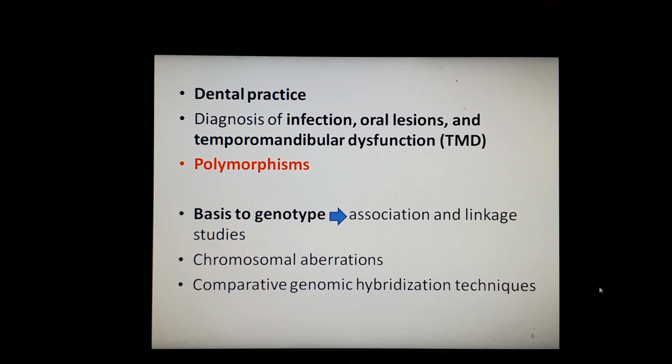So what we were discussing is that in future scientists, or you can say dentists, may use inexpensive tools, mostly microarray analysis, in order to diagnose these diseases that we have discussed: infection, oral lesions, and temporomandibular dysfunction, which is still not possible.